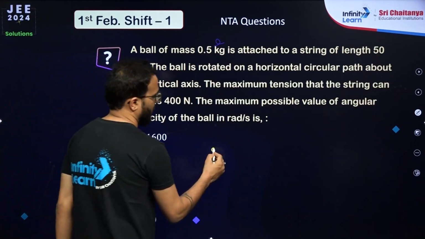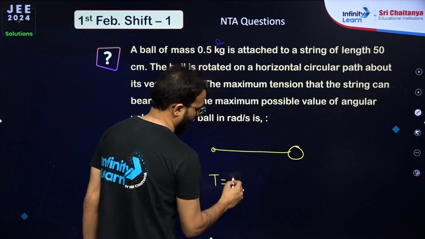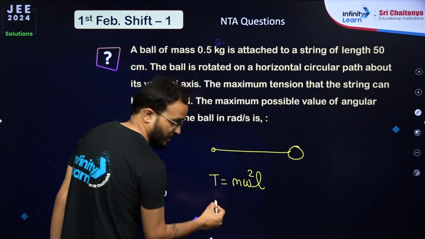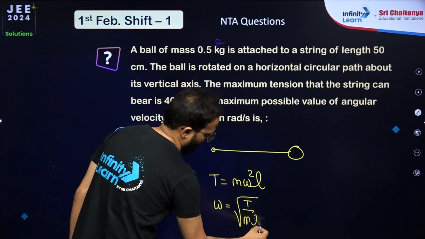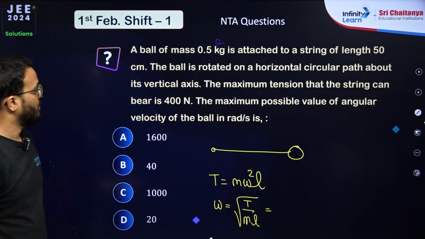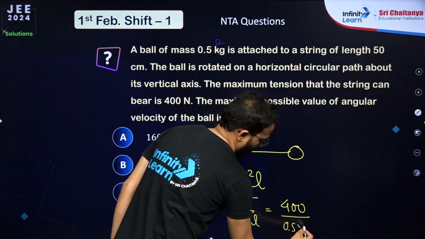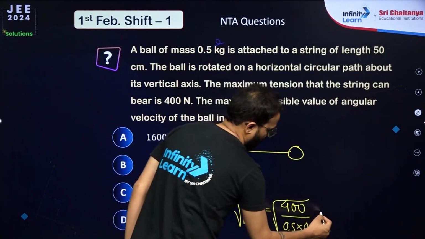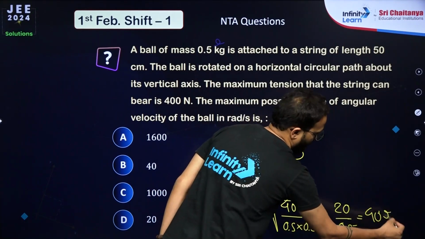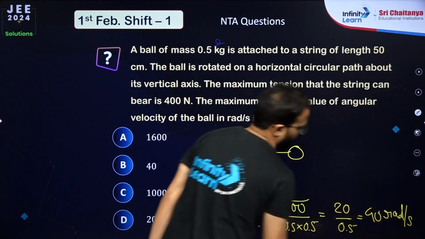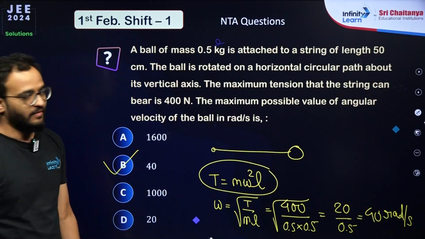Okay. So this question they are saying, the answer is coming out to be T is equal to M omega square L. Right? So here omega is root over T by ML. So T is how much? T is 400. Right? So 400 upon 0.5 into 0.5 under root becomes 20 upon 0.5, which is nothing but 40 radian per second. Look at it. Okay? Simple formula, the answer will be B. So this is the formula that we will apply in this case.